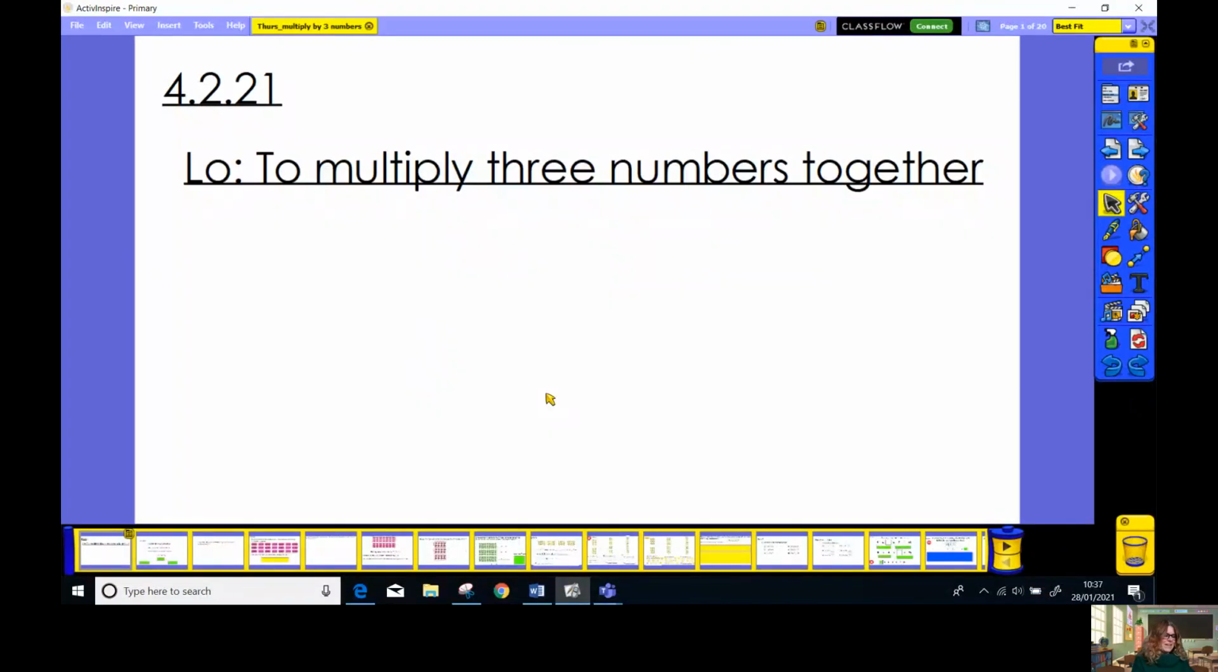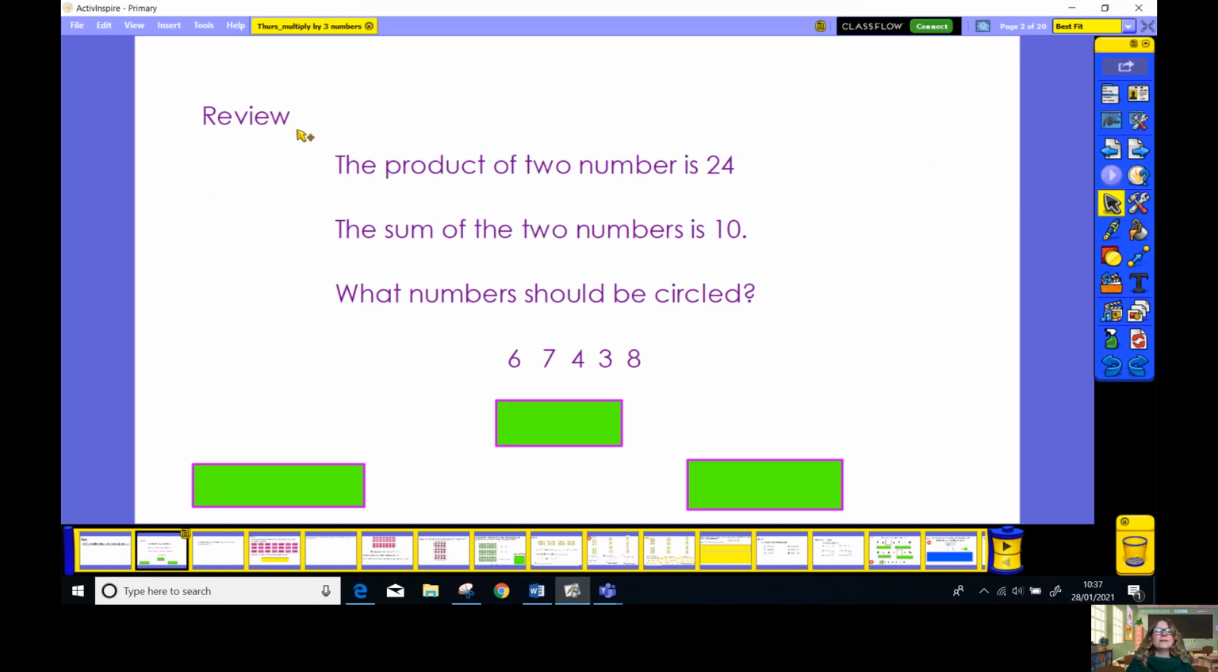Okay, today is Thursday the 4th of February. Could you write today's date and the learning objective: to multiply 3 numbers together. Well done. Let's start with our review today.